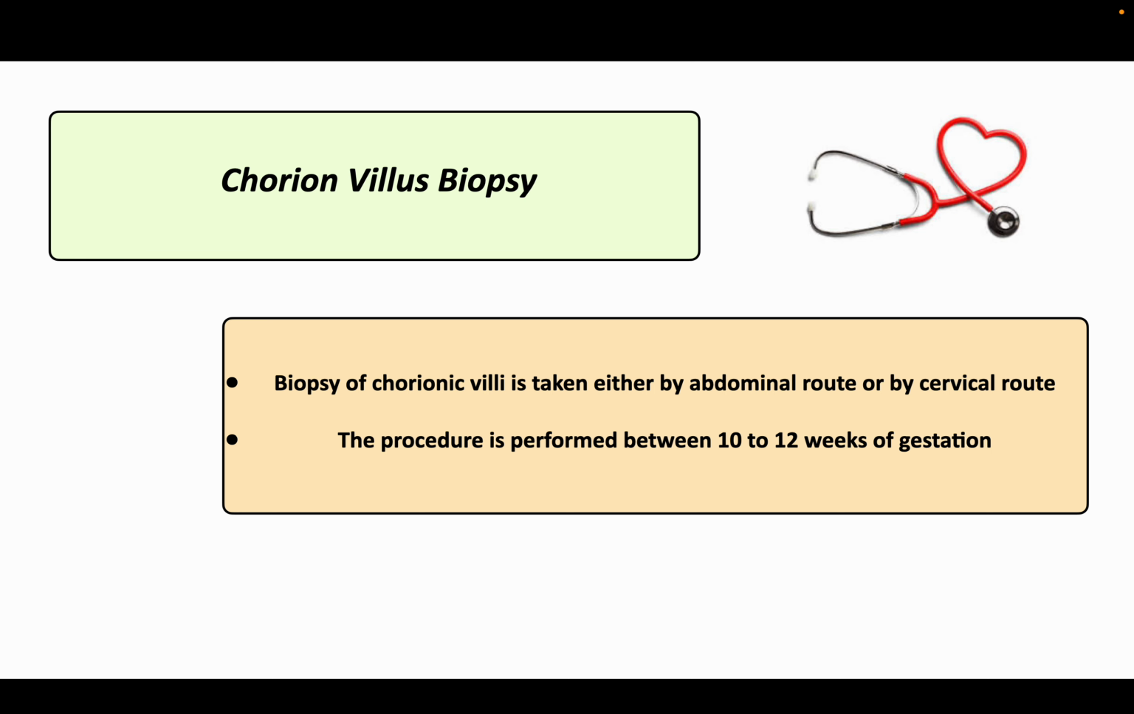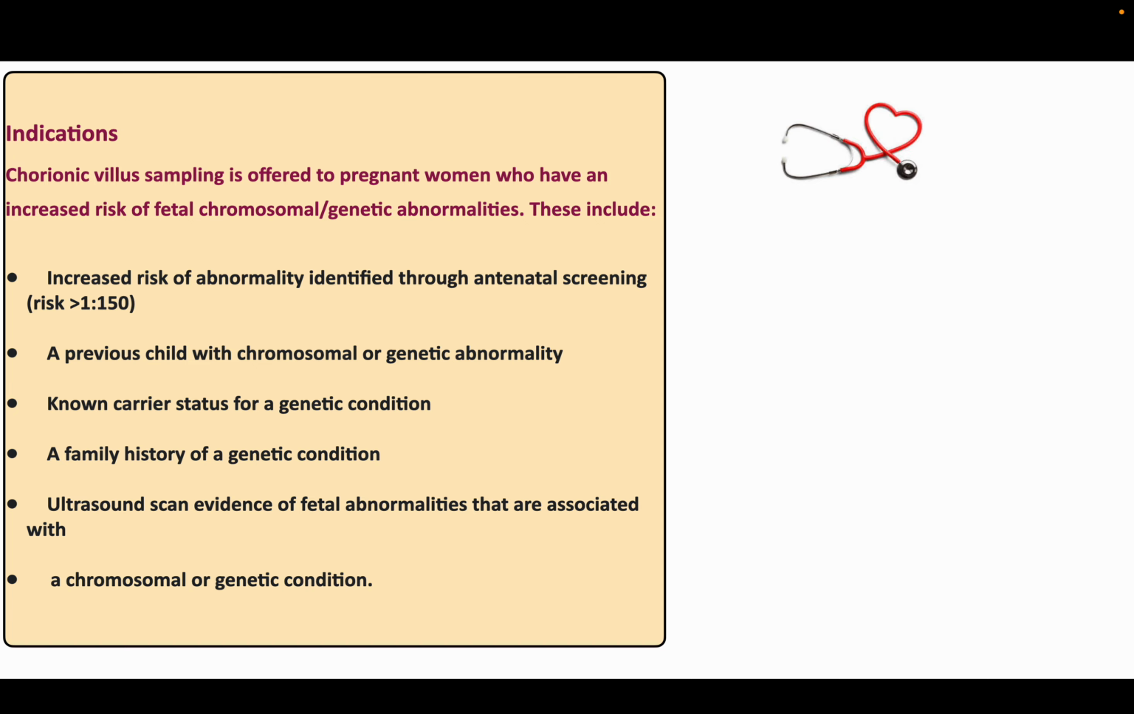Chorionic villus biopsy. A biopsy of the chorionic villi is taken either by the abdominal route or by the cervical route. The procedure is performed between 10 to 12 weeks of gestation. These are the indications. Chorionic villus sampling is offered to pregnant women who have an increased risk of fetal chromosomal or genetic abnormalities. These are the risks: increased risk of abnormality identified through antenatal screening, a previous child with a chromosomal or genetic abnormality, known carrier status for a genetic condition, a family history of a genetic condition, and ultrasound scan evidence of fetal abnormality associated with a chromosomal or genetic condition.